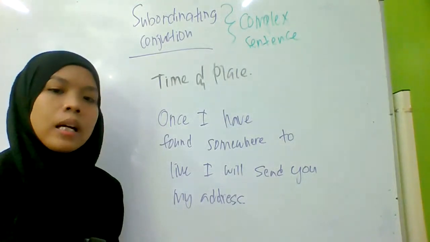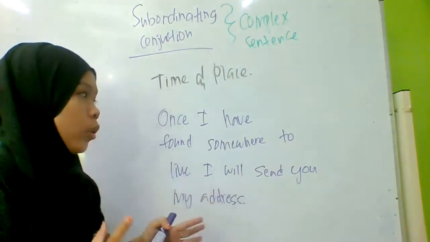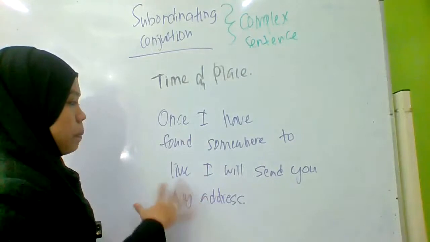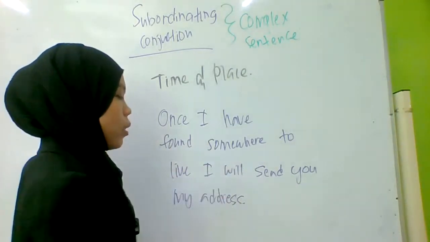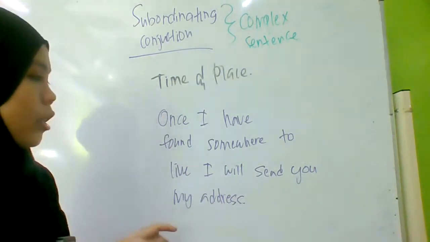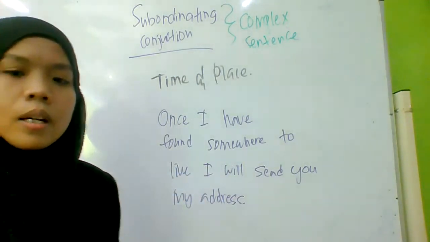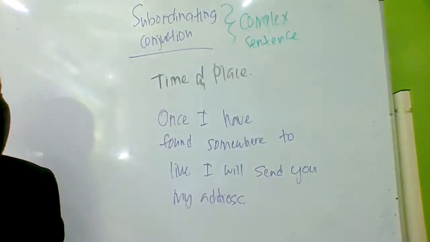By showing that you did not have a place to live, until or when you have it, then you will send your address to the person. This is one example of once.